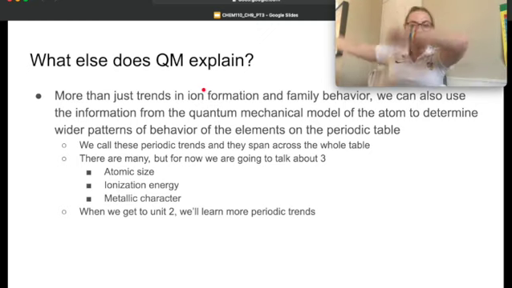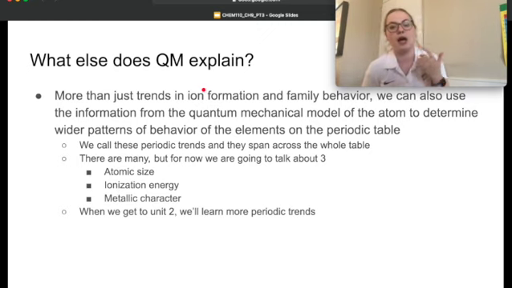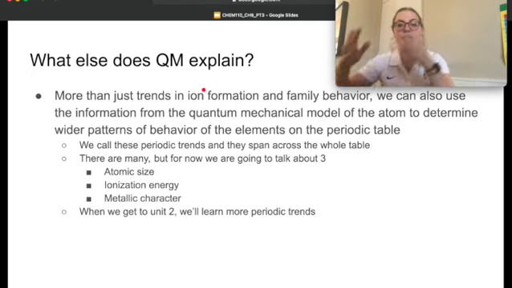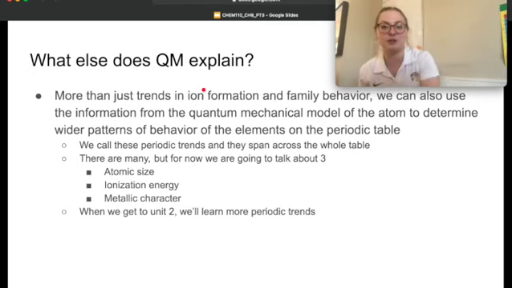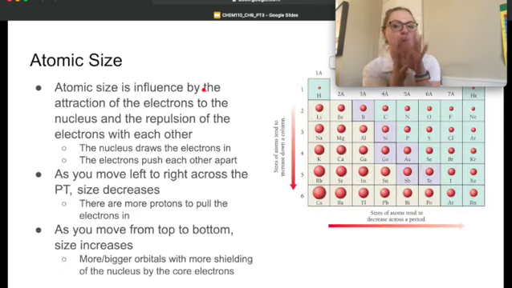When we get to Unit 2 and we start to talk about chemical bonding, we'll talk a little bit more about electronegativity and some more trends on the periodic table there. So let's talk a little bit about atomic size.